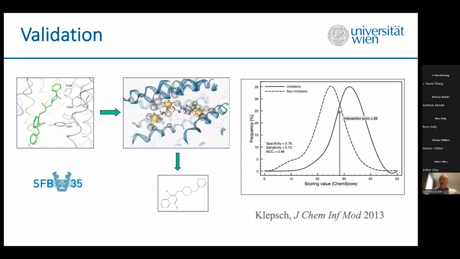How do we validate a binding hypothesis like that? Normally, we convert this binding hypothesis to a structure-based pharmacophore model, and then we screen a library, we buy the top-ranked compounds, and we test them and see if we are really predictive.